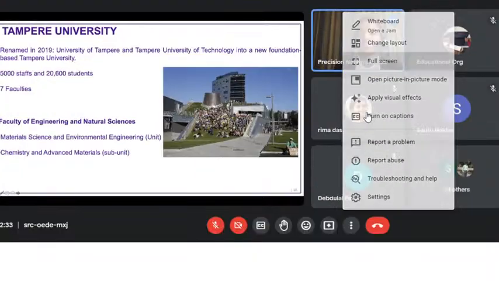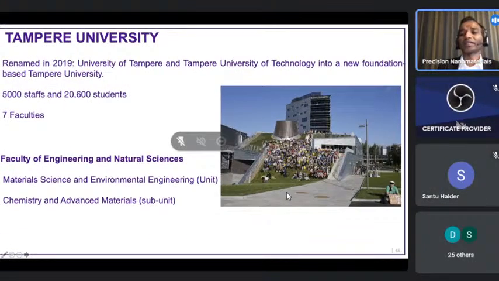And this is the entrance of our main campus. We have multiple campuses, and this happens on the 1st of May, when students have some celebration. This is the scene that you will see in the summer. With this, I would like to stop now, and I'm happy to take any questions.